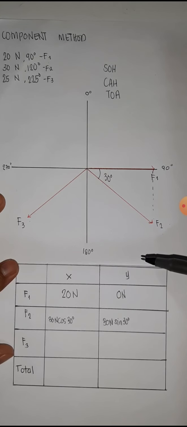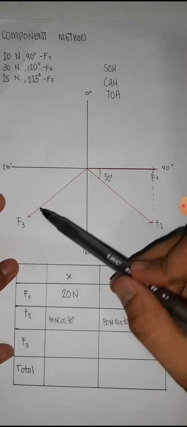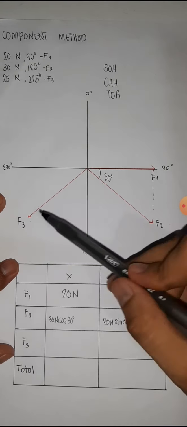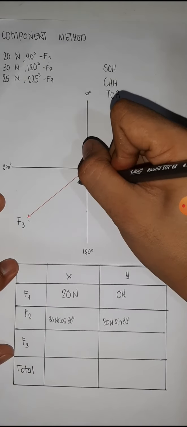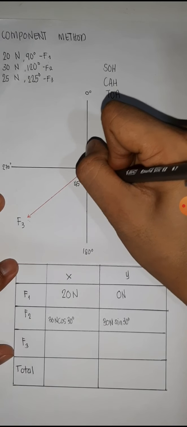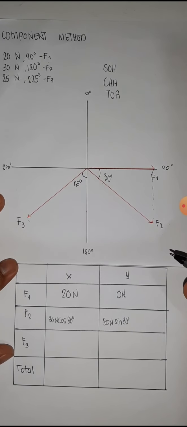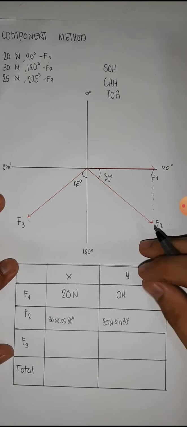Again, we're going to use the identity of the triangle. We're going to look for a triangle where your third vector lies. This one is a right triangle. The angle that we can use to find the x and y components of your F3 is between 180 and 225. The difference between those is 45, so we're going to use 45 degrees as the base angle.